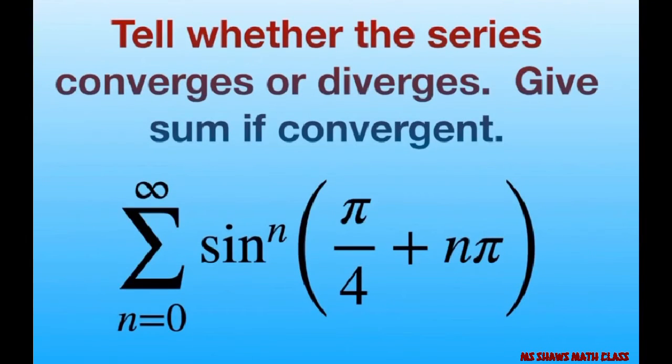Hello everyone. We're going to tell whether the series converges or diverges and give the sum if it's convergent. We have our series from n equals 0 to infinity of sine to the power of n of the quantity pi divided by 4 plus n pi.